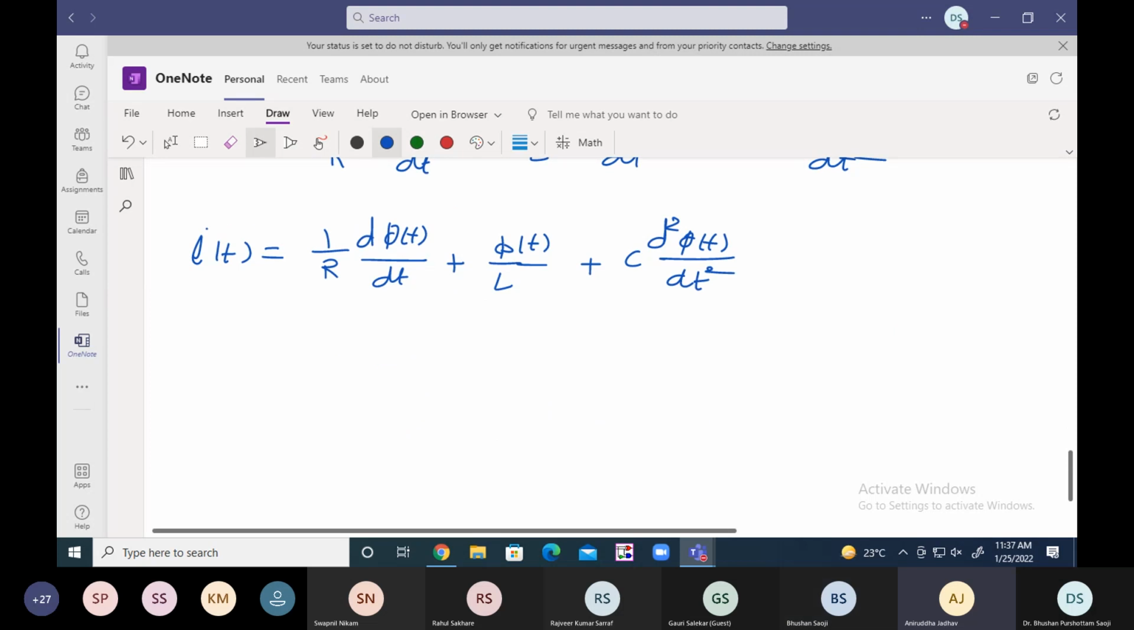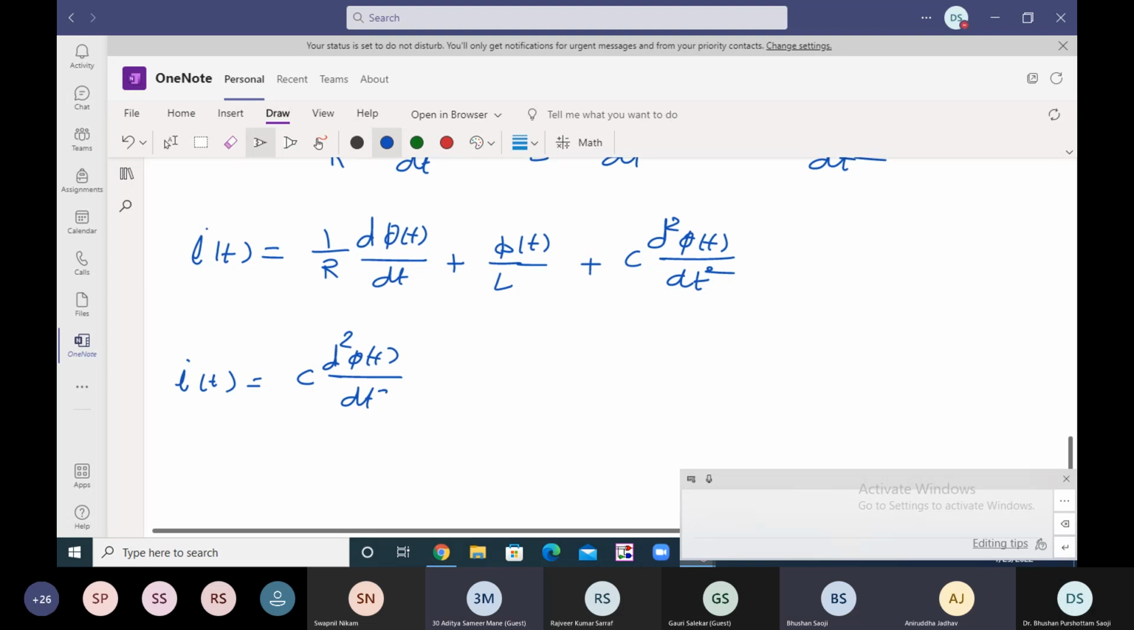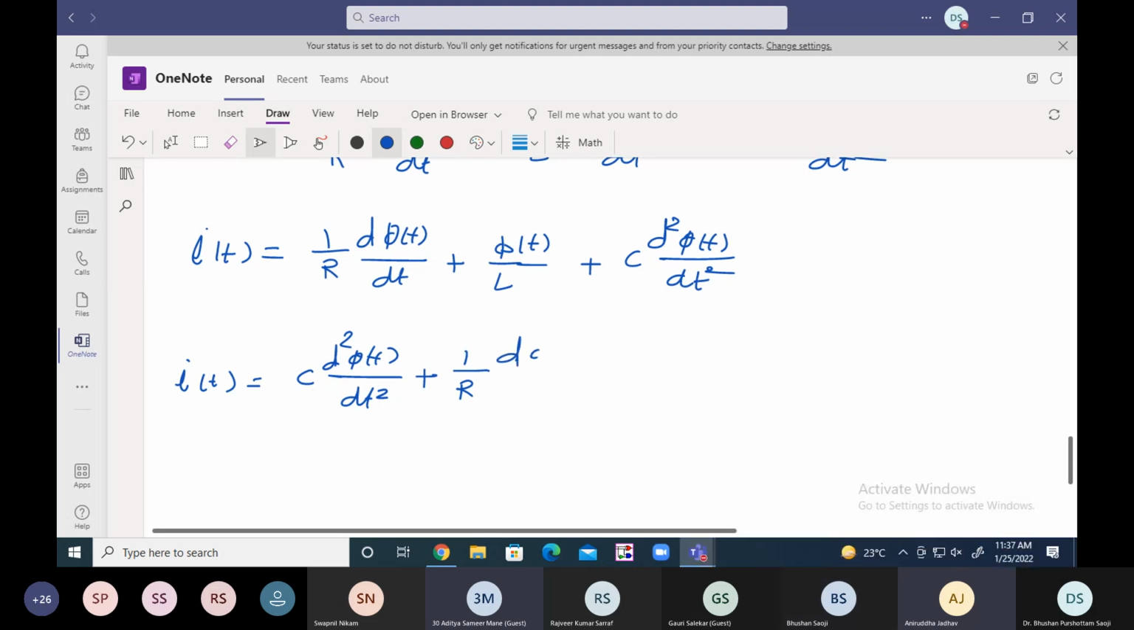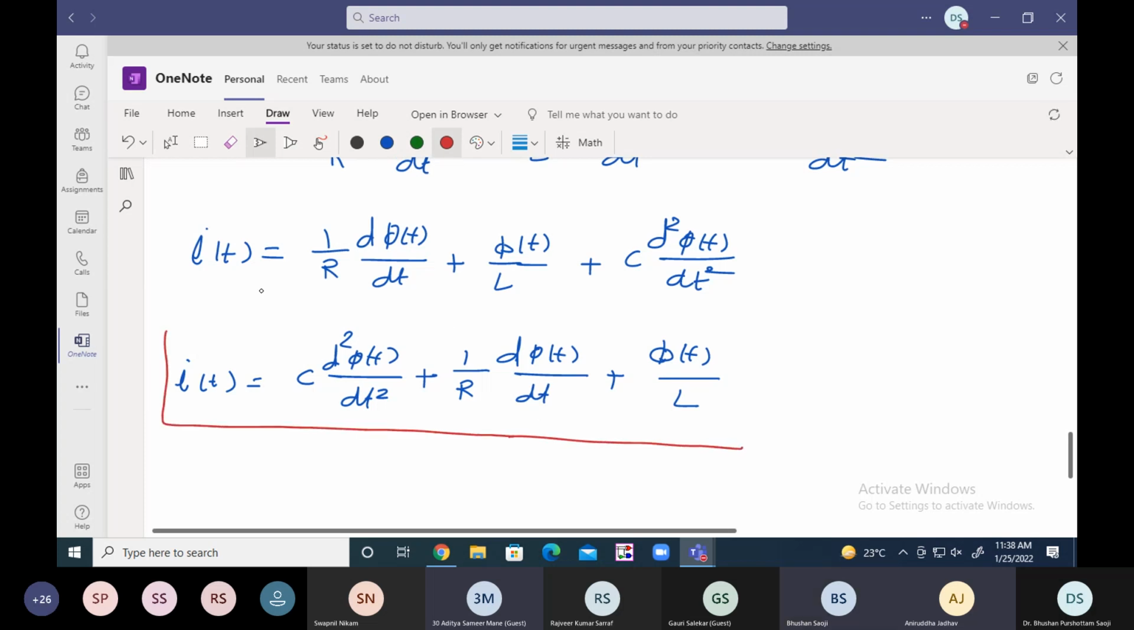So I of t we can write down, it is equal to C d square phi t by dt square plus 1 by r d phi t by dt plus phi t by L. So this is our differential equation.